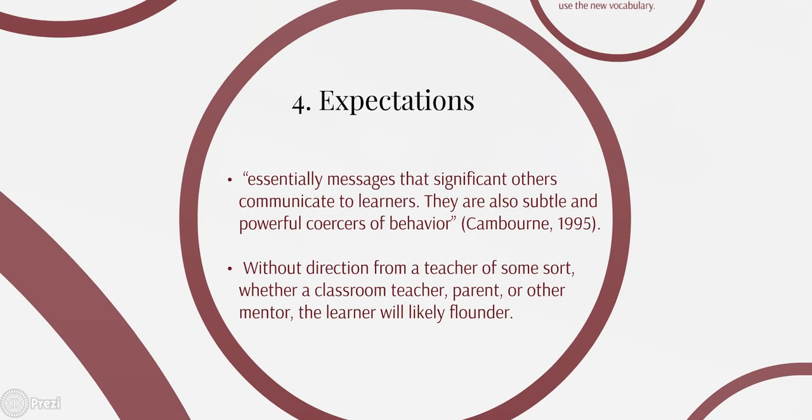Okay, so number 4 is expectations. According to Camborne, these are essentially messages that significant others communicate to learners. They're also subtle and powerful coercers of behavior. So we're at the point now where we need to make our expectations clear to students for how we are expecting them to use this content. We can give them all of the first 3 conditions, but if they don't know what they're eventually going to be expected to do with it, a lot of them are probably not going to do it or not going to know what to do.